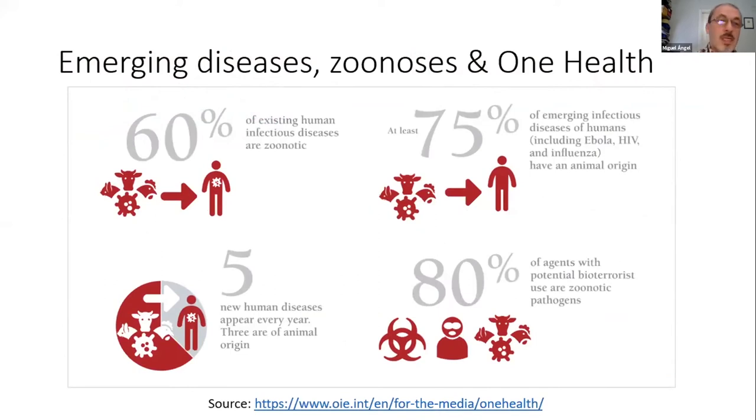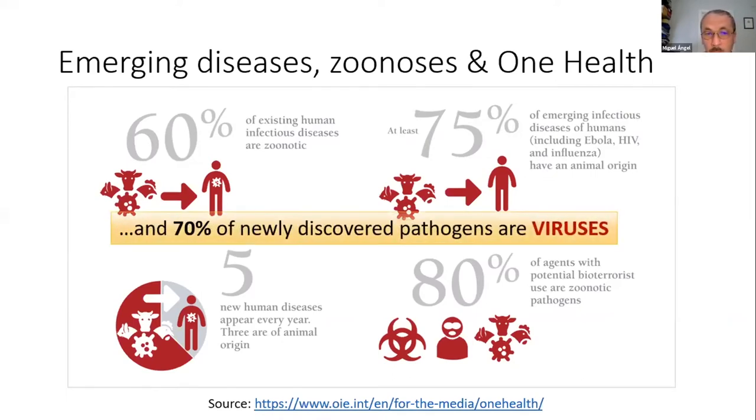I will first introduce the subject of emerging diseases and zoonosis and One Health by reminding you of some figures in these infographics of the OIE, in which they remind us that 60% of existing human infectious diseases are zoonotic, meaning they are shared by humans and animals, and at least 75% of emerging infectious diseases of humans have an animal origin too. For instance, on average, 5 new human diseases appear every year, and of them, 3 are of animal origin, and most agents with potential bioterrorist use are zoonotic pathogens. This underlines the importance of the animal component of One Health.